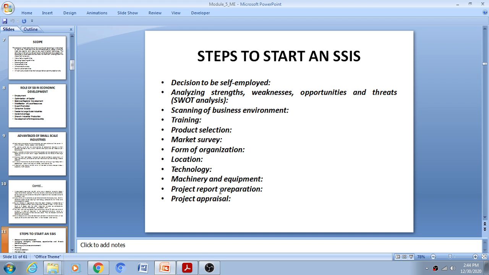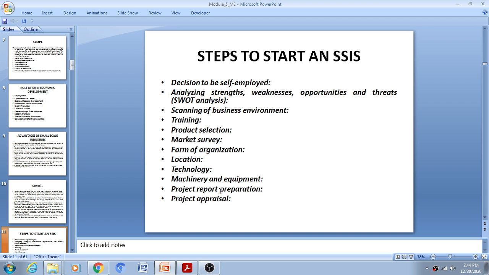The next one is market survey. Once you have selected that, yes, I'm going to produce a particular product, after that you have to do a survey of the market. What is the demand for the product? Who are the competitors already producing that product? What is the price range they have kept? What is the quality of the product they have manufactured? And how you could improve on all this is what market survey is. And that has to be done.